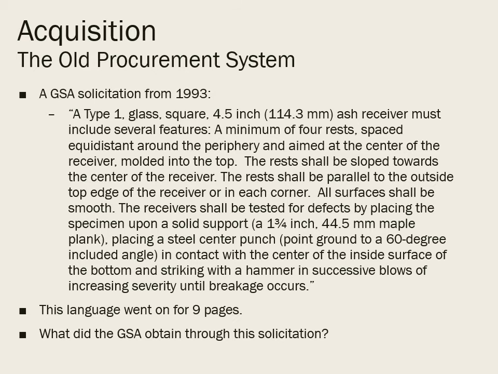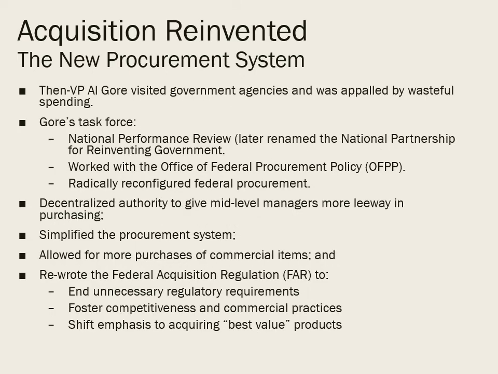Okay, so this language went on for 9 pages. And what did they get? They got glass ashtrays. Actually, they got expensive glass ashtrays because there was no company manufacturing ashtrays for commercial sales that tested ashtrays to this extent of minute detail. So this was a terribly inefficient system. Fortunately, we moved to a new procurement system in the 90s.